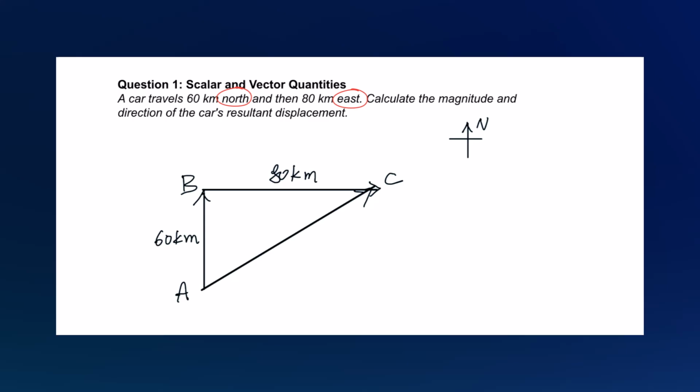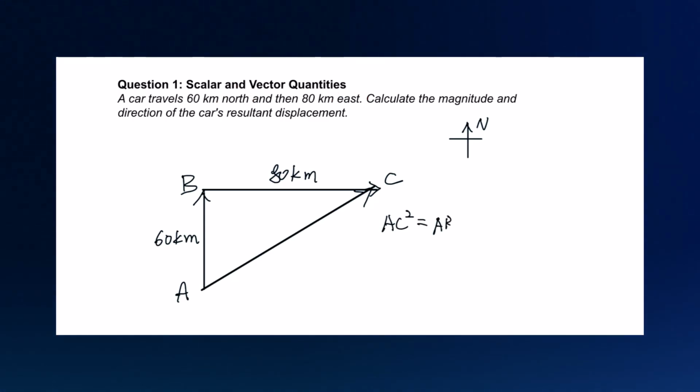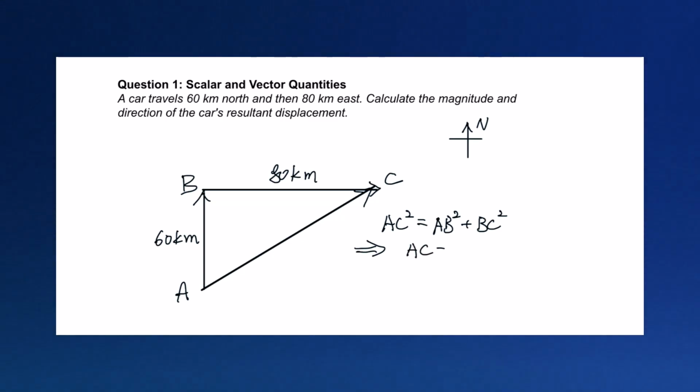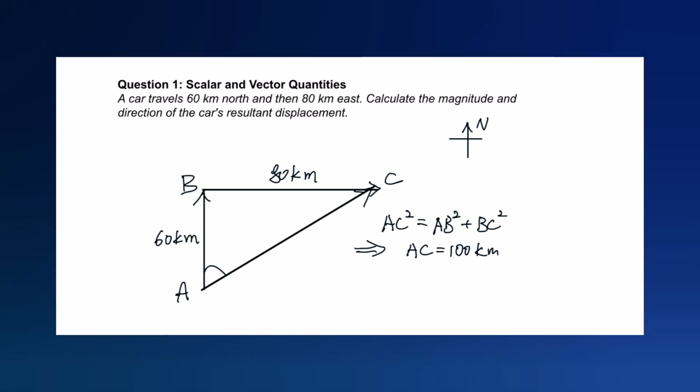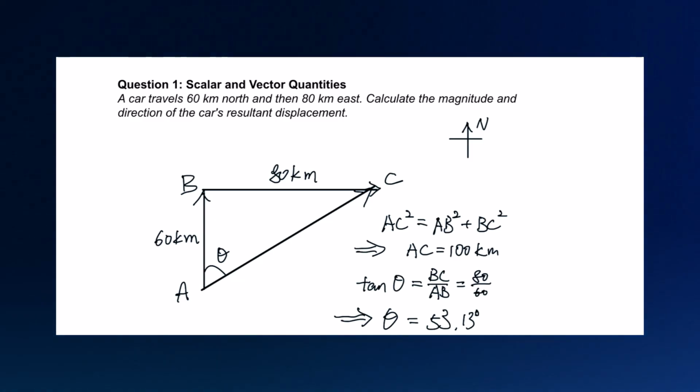Using the Pythagorean theorem, AC squared equals AB squared plus BC squared. Using the calculator, we can find that AC equals 100 kilometers. Now the angle is also required to indicate directions. Let the angle BAC be theta. Using the equation, tangent theta equals BC divided by AB equals 80 over 60. Pressing the calculator, we will see theta is approximately 53.13 degrees. Now we have all the values required to answer the questions.